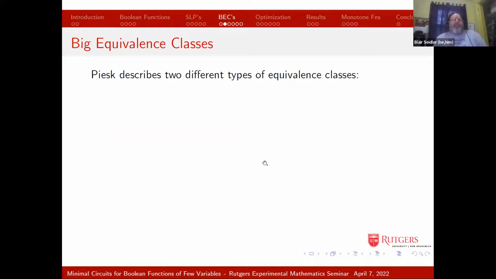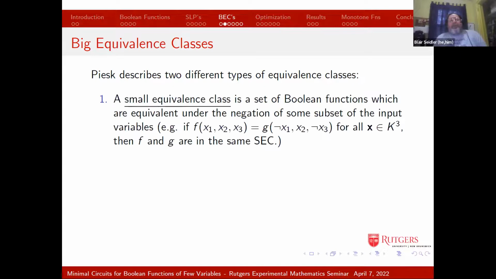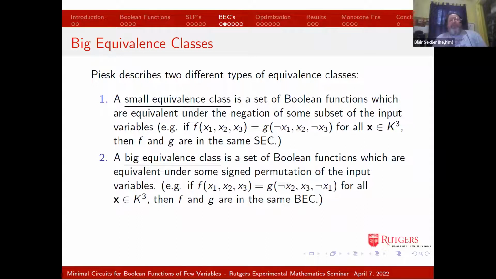So I went there. He's got 2 different types of equivalence classes that he talks about. He's got the small equivalence classes, where 2 functions are equivalent if you negate some subset of the variables. And then he's got the big equivalence class, where 2 functions are equivalent under any sign permutation of the input variables. These are pretty standard things. These are the names that he chose. I went with those.